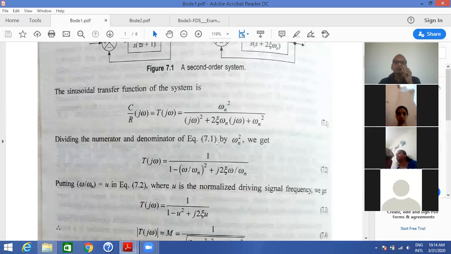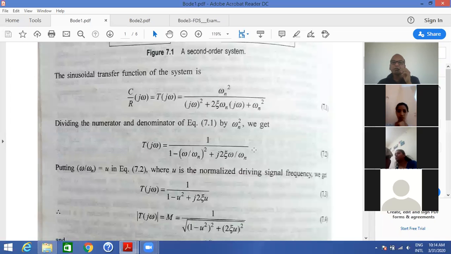In this way, it converts into the time constant form of the system. If you observe the PDF, equation 7.2, that is T of j omega, by taking omega n square common, converts into the form of 1 minus omega upon omega n square, plus j 2 zeta omega upon omega n.